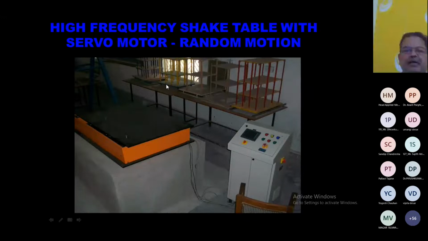Now we can see this high frequency shake table. Here you can apply a frequency up to 15 hertz.